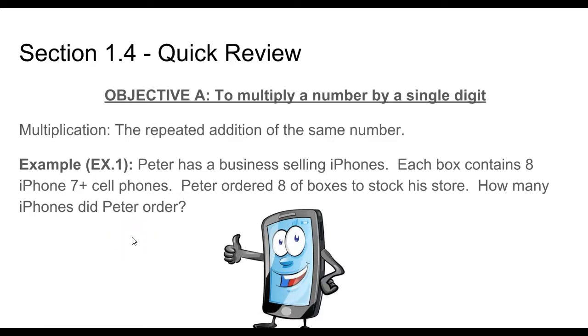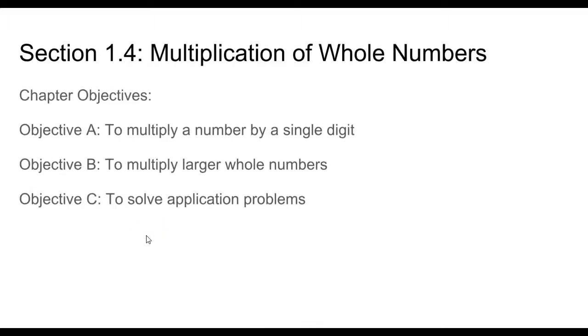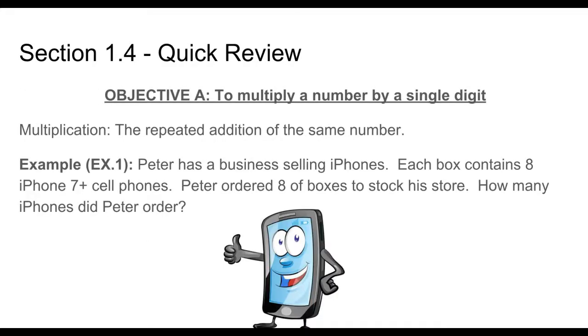So our quick review will be in regards to objective A and objective B. Objective A was to multiply a number by a single digit, and objective B is to multiply larger whole numbers. So let's remember that the definition of multiplication is the repeated addition of the same number.